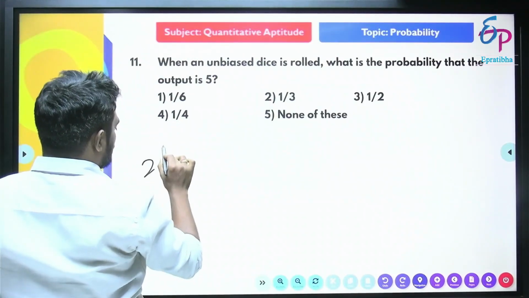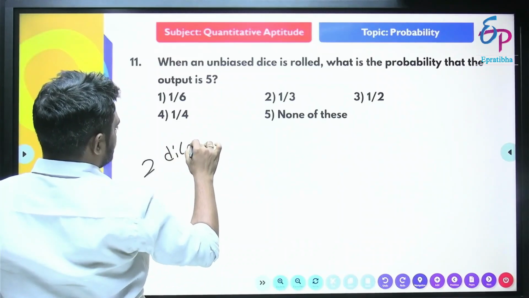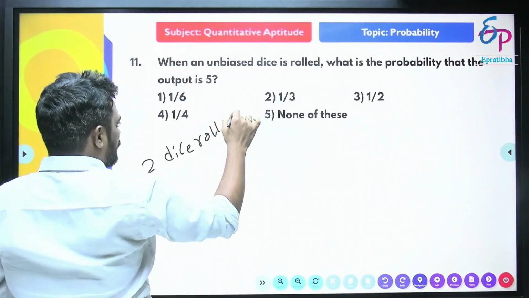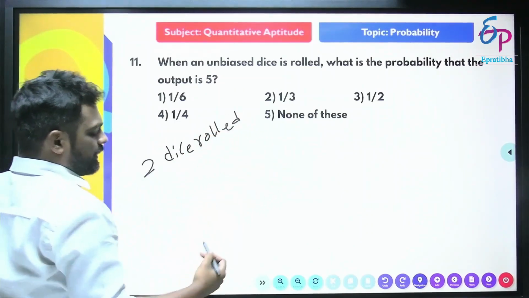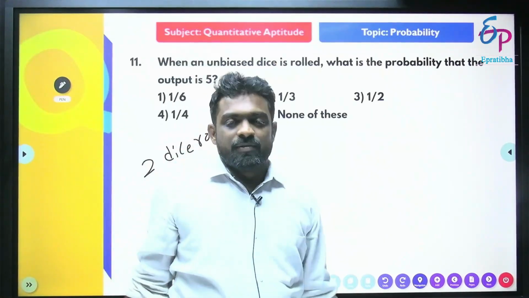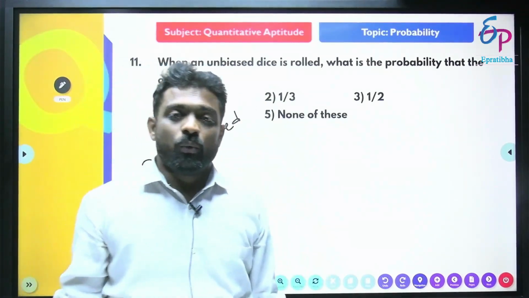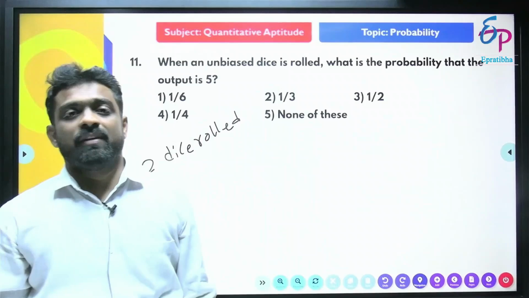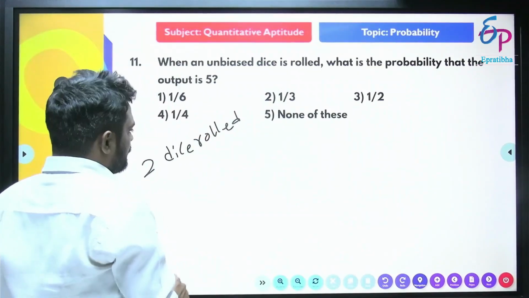So suppose two dice are rolled. One die is rolled, total 6 outcomes: 1, 2, 3, 4, 5, 6. Suppose two dice are rolled. How many total outcomes are there? We have to know first.